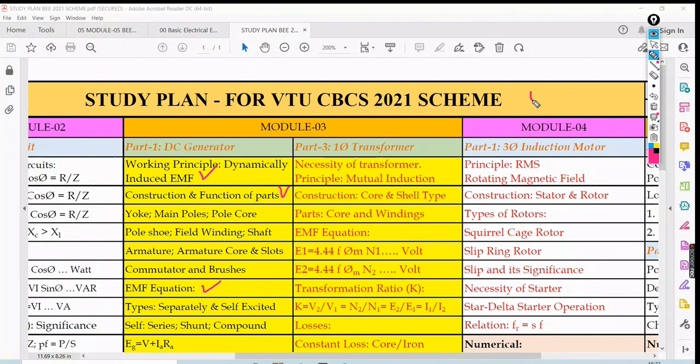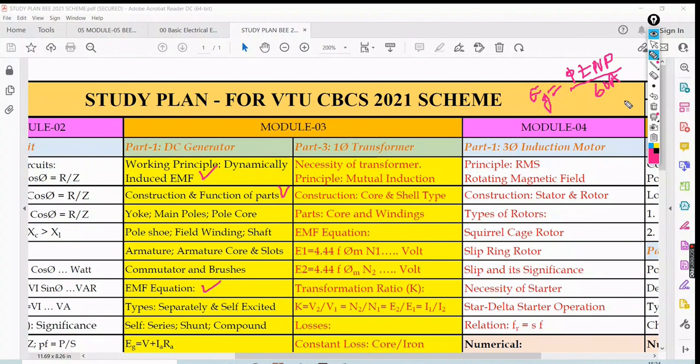EG equal to phi ZNP divided by 60, that is phi ZNP upon 60A. Phi is what? Flux per pole. Then Z is the number of armature conductors. N is speed. P is the number of poles. A is the number of parallel paths.